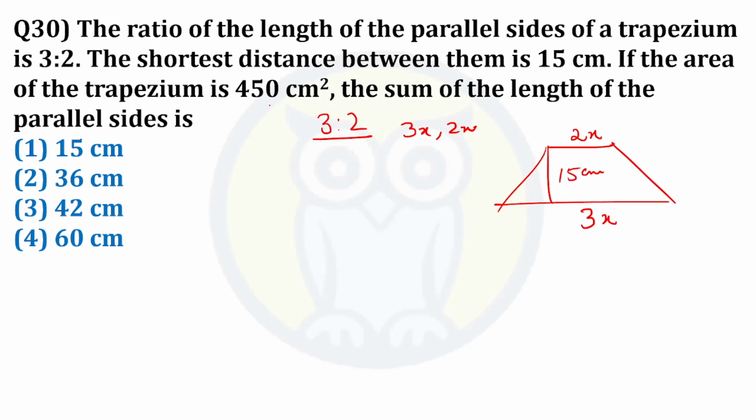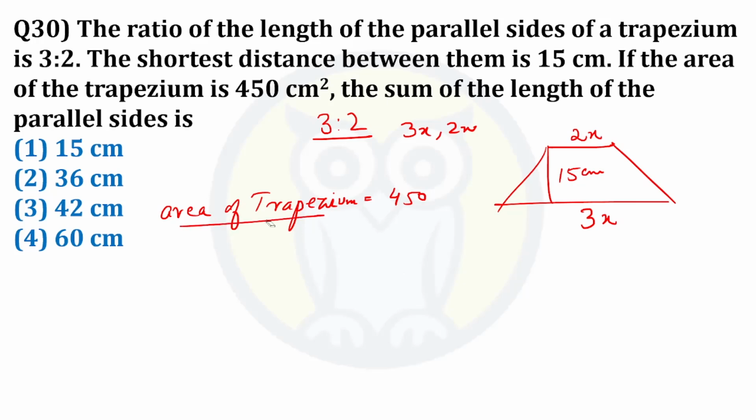Now the area is given as 450 centimeter square. The area of the trapezium is given as 450 centimeter square. Note the units: sum of lengths is in centimeter, area is in centimeter square, and volume is in centimeter cube, which is quite obvious.